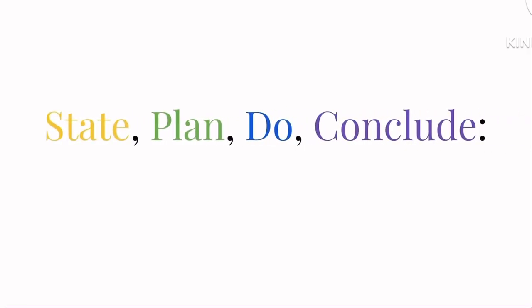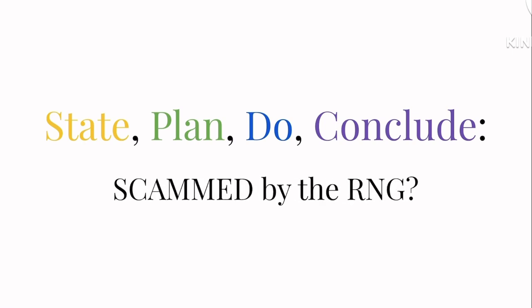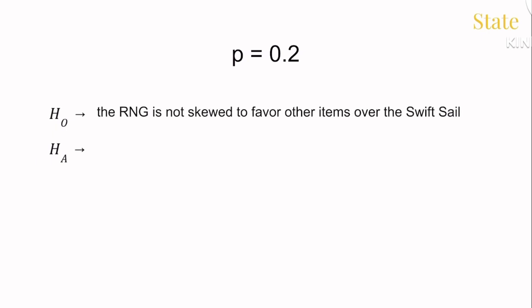Using the beloved state, plan, do, conclude model, let's approach the problem and determine if players really are getting scammed. Based on the RNG, the swift sail has a hypothetical probability of 0.2 to appear at your first entrance to the auction house, which gives us the population proportion of p is equal to 0.2 to use to set our null and alternative hypotheses. In this case, our null hypothesis is the default answer, that the RNG is not skewed to favor any particular item.